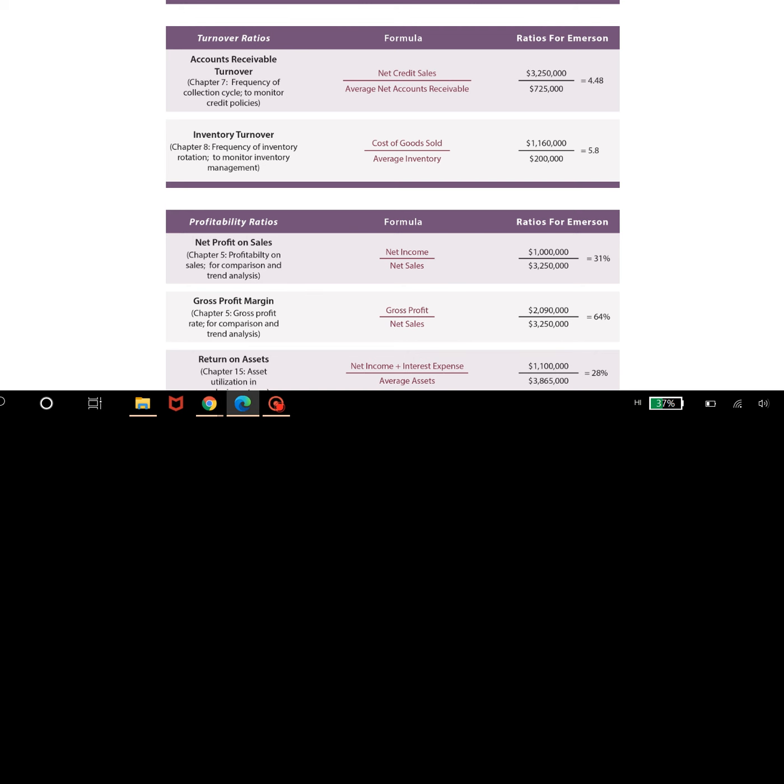An inventory turnover ratio shows the frequency of inventory rotation. So in this, basically you monitor inventory management. You simply divide your cost of goods sold by your average inventory. How do you calculate this average inventory? It's simple. Take opening inventory plus closing inventory and divide it by 2. You will get the average inventory.